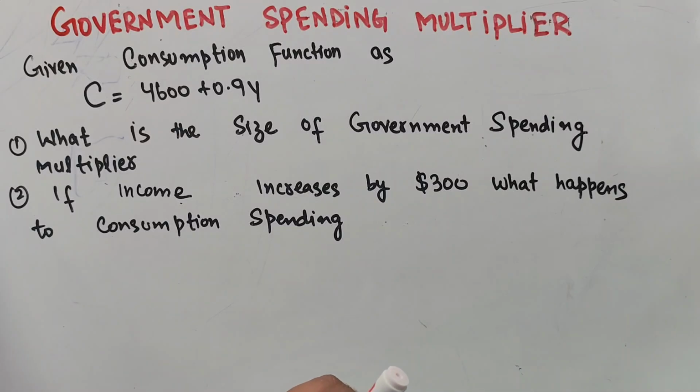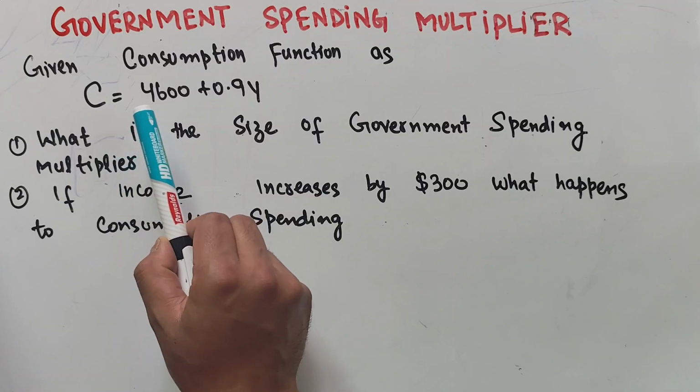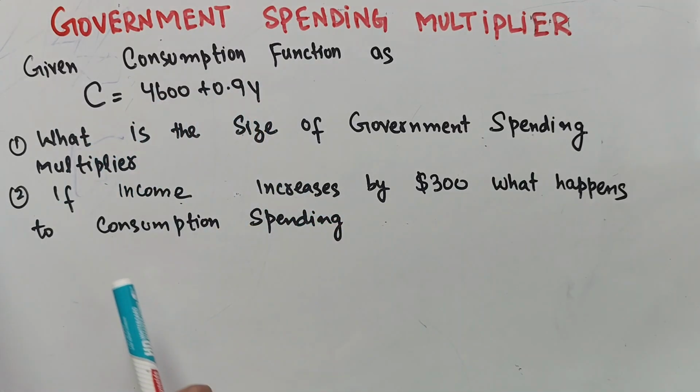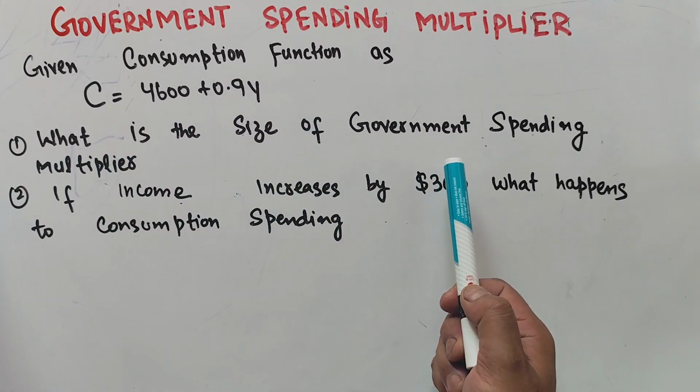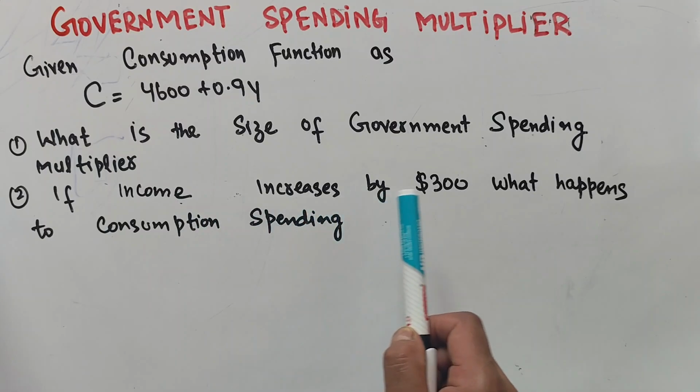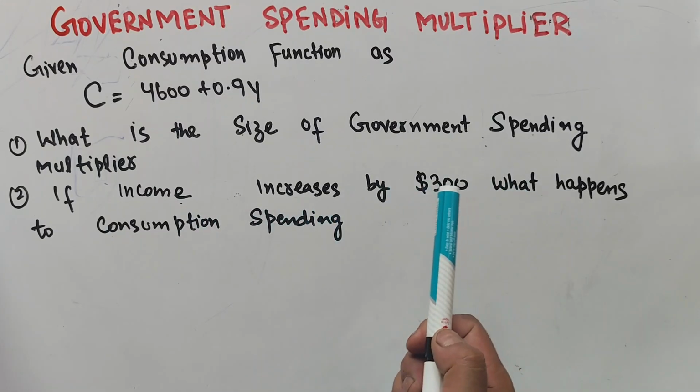Let us solve a question on government spending multiplier. The question is, given the consumption function is C is equal to 4600 plus 0.9y, where C denotes the consumption and y is the income. We have to find out the size of the government spending multiplier. And also, if income increases by $300, what happens to the consumption spending?